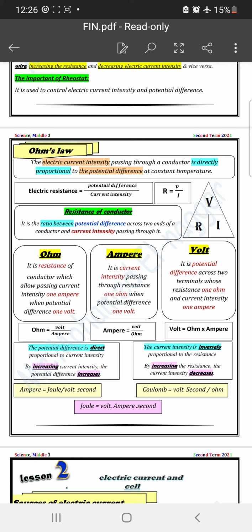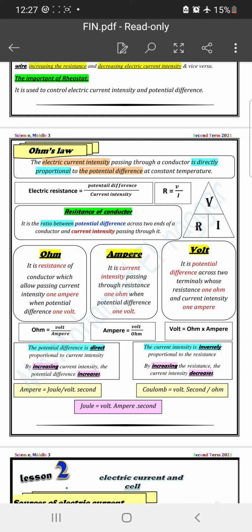So if we want to define ohm, it is the resistance of a conductor which allows passing a current intensity of 1 ampere when the potential difference is 1 volt. An ohm equals volt over ampere. Ampere is the current intensity passing through a resistance of 1 ohm when the potential difference is 1 volt. Ampere equals volt over ohm. And volt is the potential difference across two terminals whose resistance is 1 ohm and the current intensity is 1 ampere, so volt equals ohm times ampere.